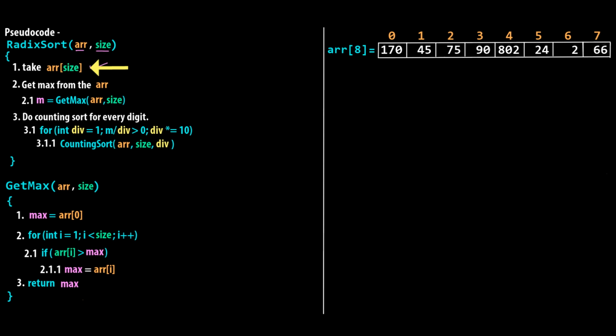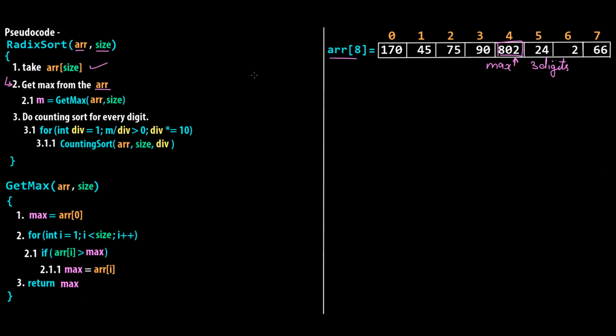So this is basic. Moving on, step 2 is get max from the array. Now if you've seen part 1, we were finding out the maximum value in the input array because we want to know the number of digits that the maximum value has. So this was the very same example and we concluded that 802 is the max number, right? So this is the max number over here and it has 3 digits. So that's why we had 3 passes over there.